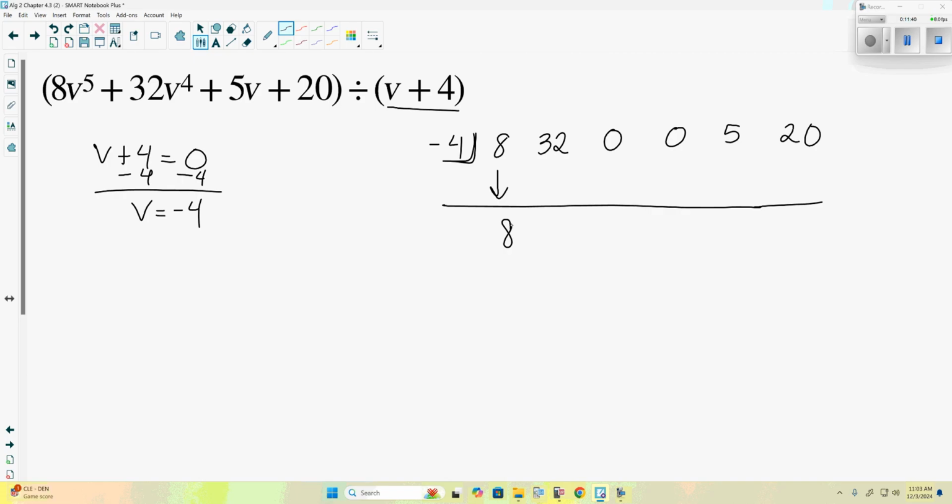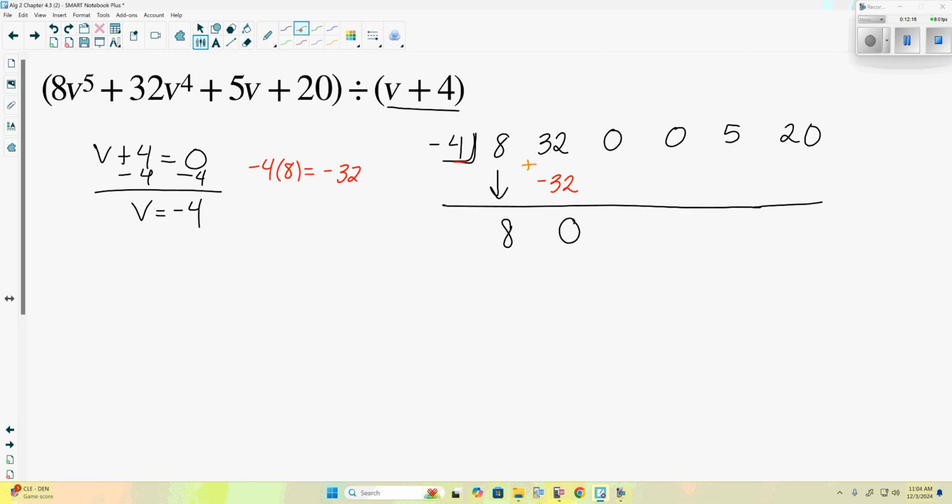So this time I'm not going to be using the highlighter and drawing all the arrows, but I'll still be writing in the different colors. Because the first thing we're going to have to do is negative 4 times 8. And it would be negative 32. And we take that number and put it above the line under the next one. And at this point here, we add straight down. So 32 plus negative 32 is 0.